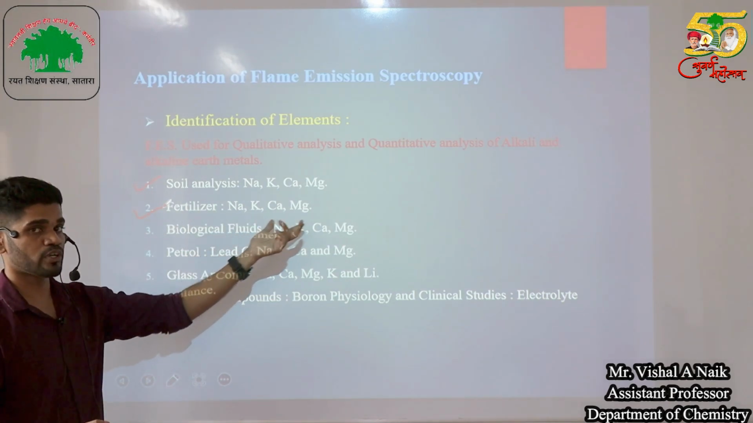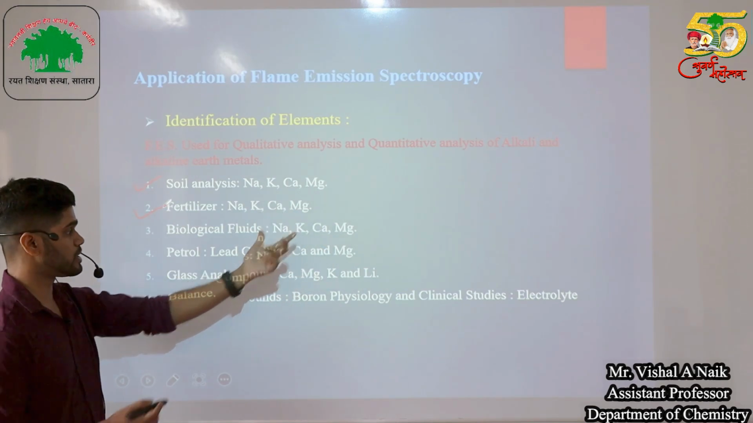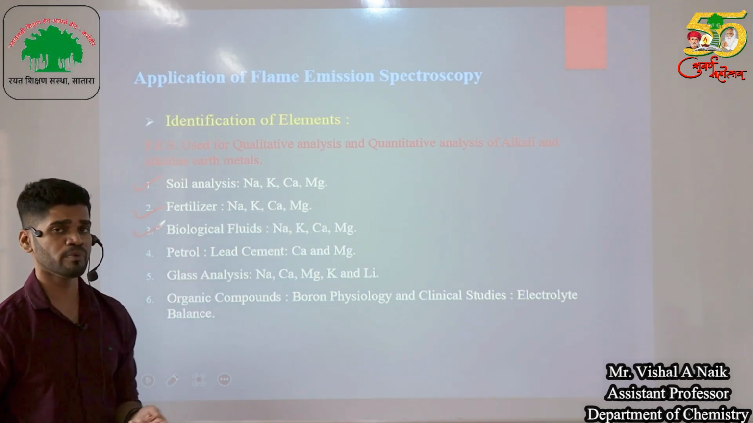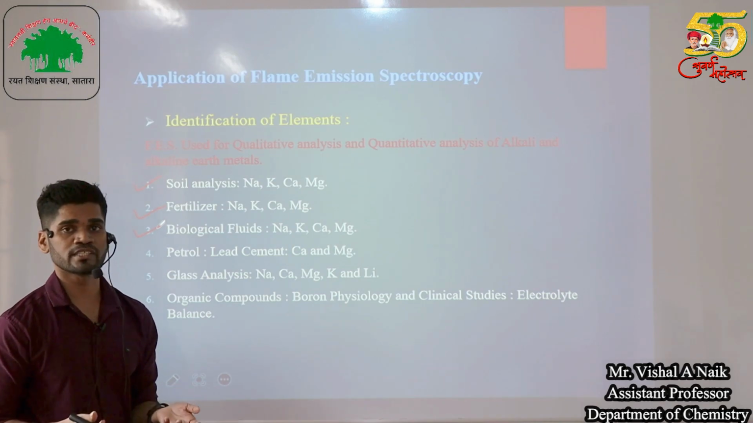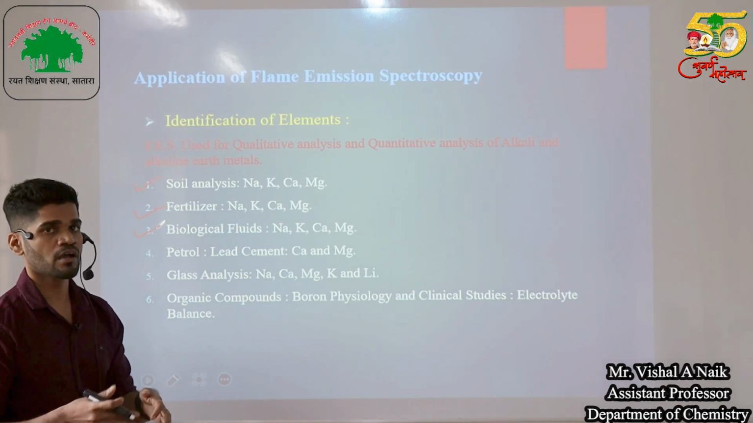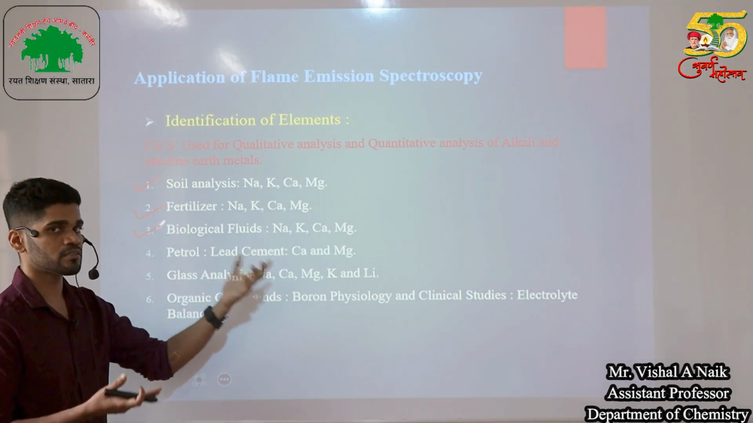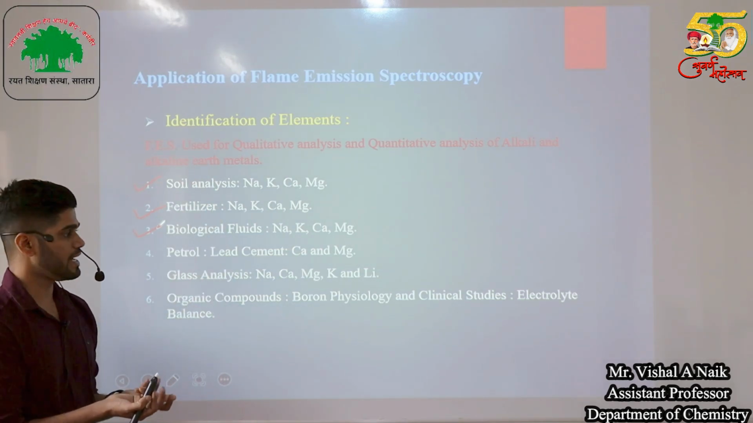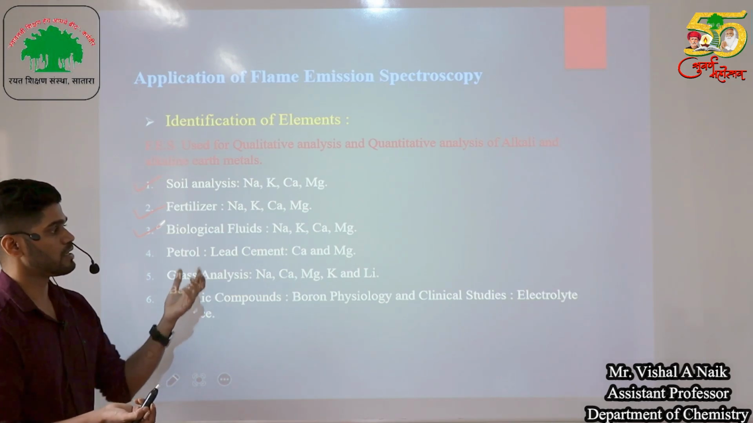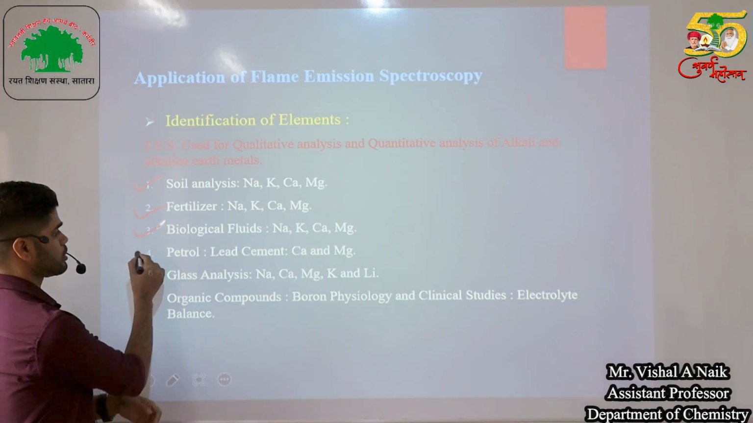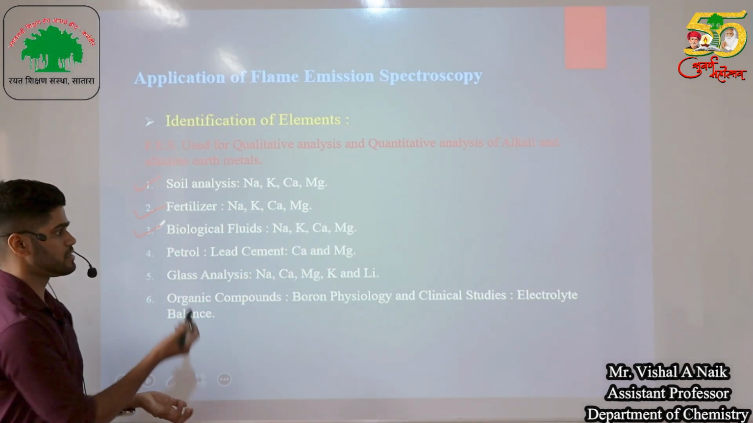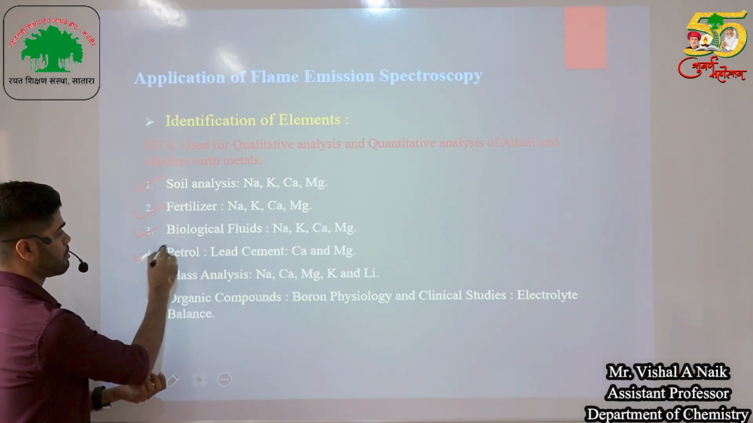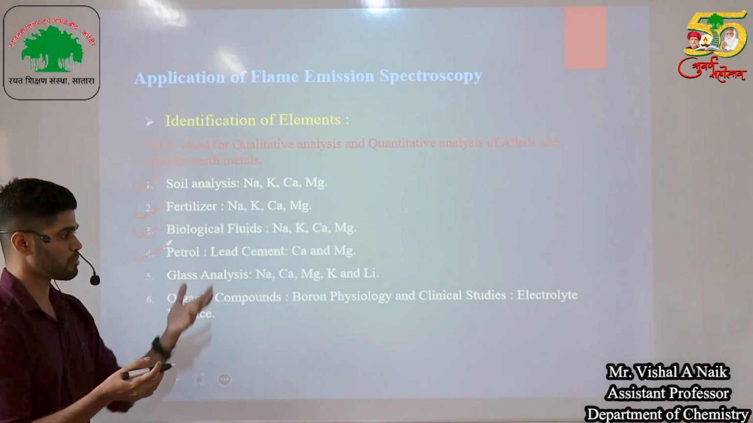Then biological fluids contain different types of elements, which are also determined. Biological fluid means blood samples, urine samples and other samples contain different types of metals which can be determined by using flame emission spectrometer. Then lead, if lead is present in petrol, or cement containing calcium, magnesium. So in cement industries, petrol industries, oil industries, we use flame emission spectrometer for determination of the metal ions.